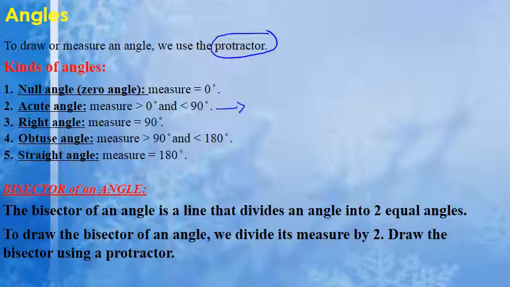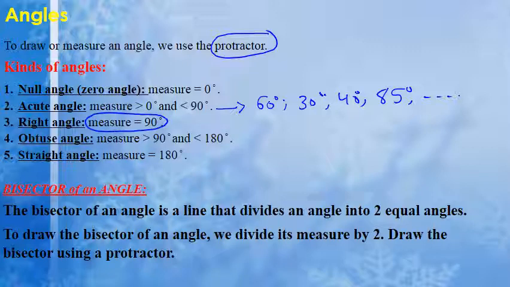Suppose that we have an angle which is 60 degrees, it's acute. 30 degrees, it's acute. 40 degrees, it's acute. 85 degrees, it's acute, etc. So it should be less than 90 degrees. Any angle having a measure equal to 90 degrees will be a right angle.